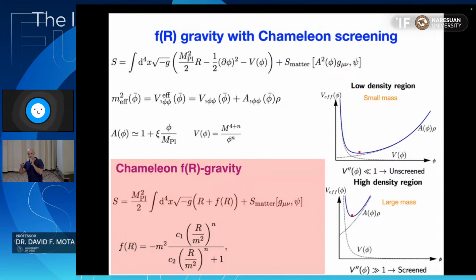Just to summarize, I'm going to tell you about cosmological tests of two very specific theories. They are modified gravity theories. One is f of R gravity, which has a chameleon mechanism embedded, so the mass changes with the environment. The other one is a symmetron scalar-tensor theory, where it's the coupling that depends on the environment. Okay?